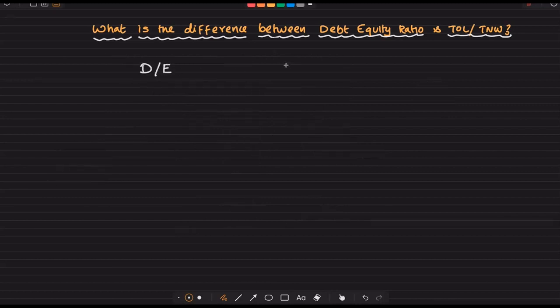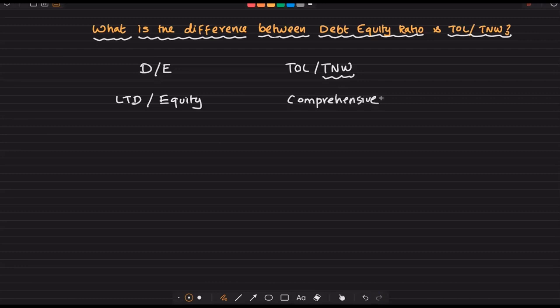So let me summarize this for you. We were discussing debt equity and TOL by TNW. In the debt equity ratio, the focus is long-term debt, which is compared with the equity. In TOL by TNW, the focus is entire outside liabilities, which are compared not just with equity but with the tangible net worth. So this is a more comprehensive ratio to evaluate the overall long-term solvency of the business, whereas the debt equity ratio is focused only on comparing the long-term debt with the equity.